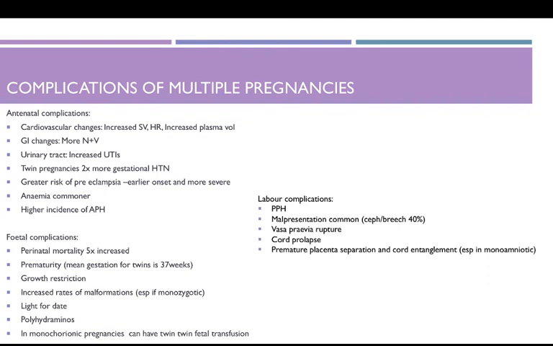They're usually lighter for dates. You can get growth restriction, increased rates of malformations, especially in monozygotic twins. Prematurity is more common. Perinatal mortality is increased 5-fold. And then in terms of labour complications, postpartum hemorrhage is more common, malpresentation is more common, vasa previa is more common, cord prolapse is more common, and premature placental separation and cord entanglement, especially in monoamniotic twins, may occur.